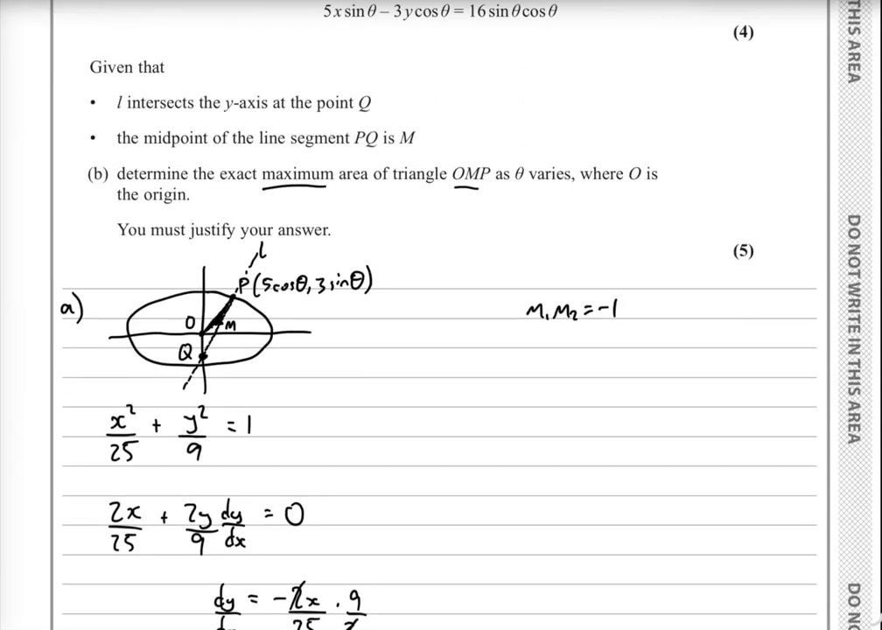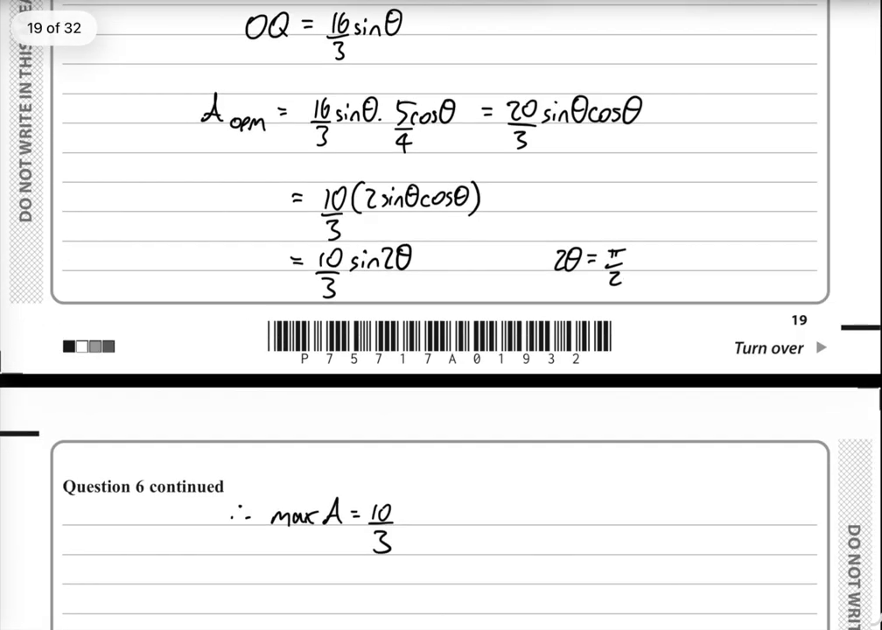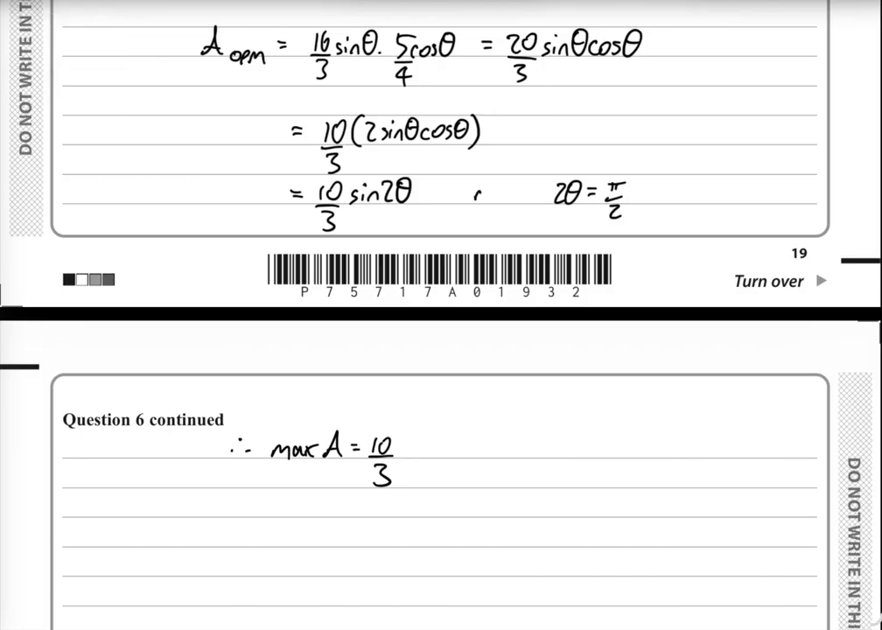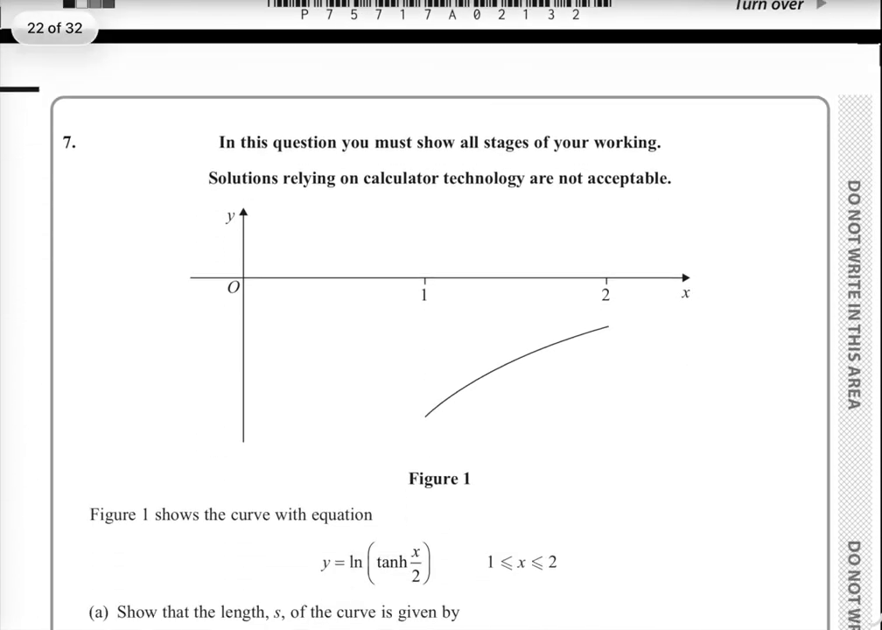It says you must justify your answer. Let me put a little something there. Max at 2 theta equals that because sine 2 theta equals sine pi by 2 equals 1. I think that would be good enough. Moving on, that was a much more involved question.